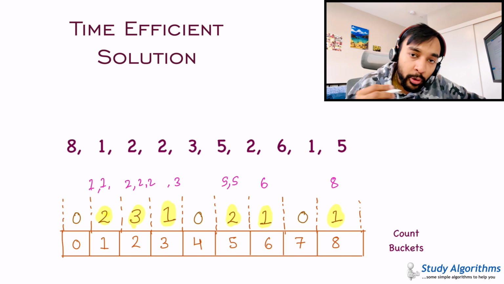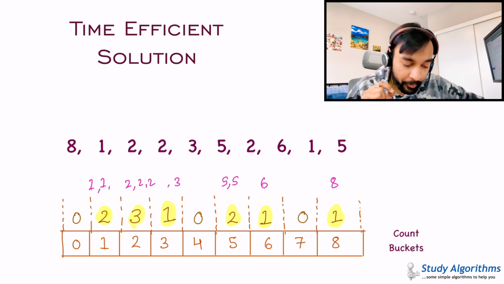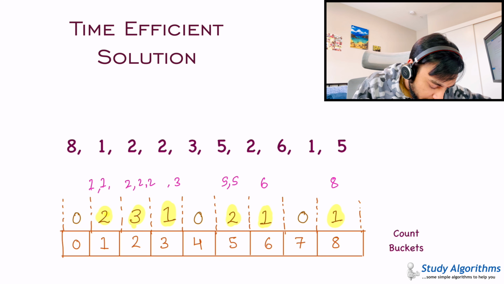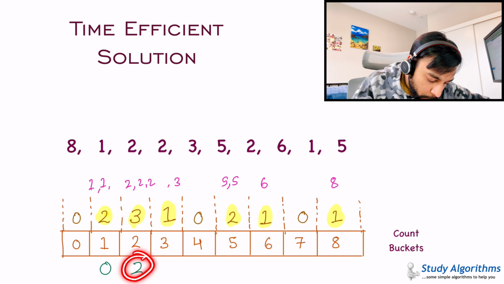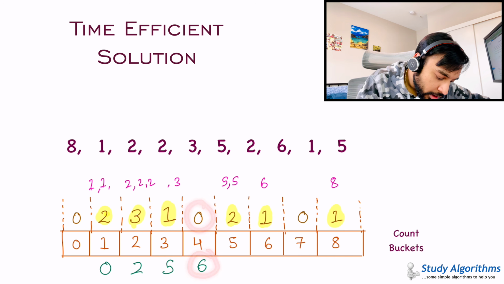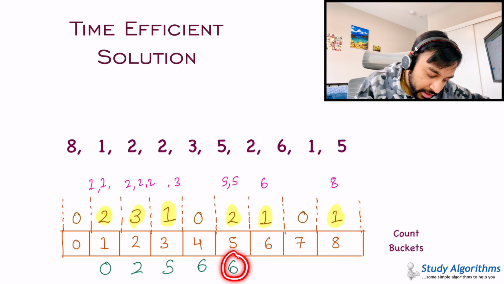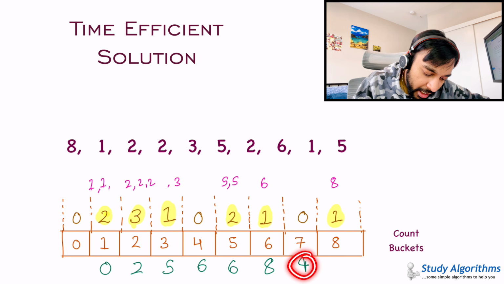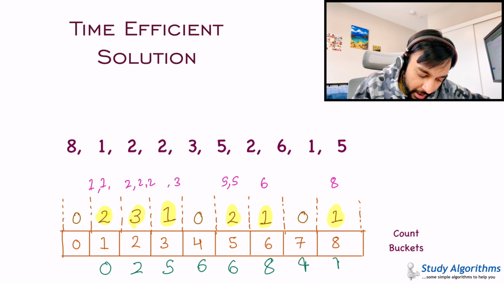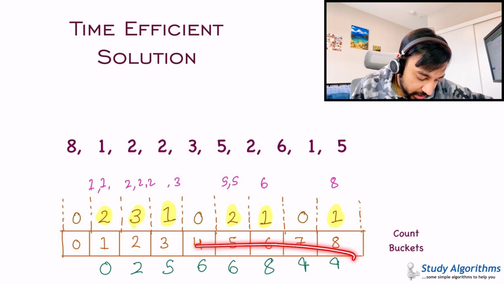So what if I do a cumulative sum of each of them? What I'm going to do is I will start adding these frequencies. So 0 plus 0 will give you 0. Then 0 plus 2 will give you 2. 2 plus 3 will give you 5. 5 plus 1 will give you 6. 6 plus 0 will give you 6 again. 6 plus 2 will give you 8. And then 8 plus 1 will give you 9. 9 plus 0 gives you 9 again.